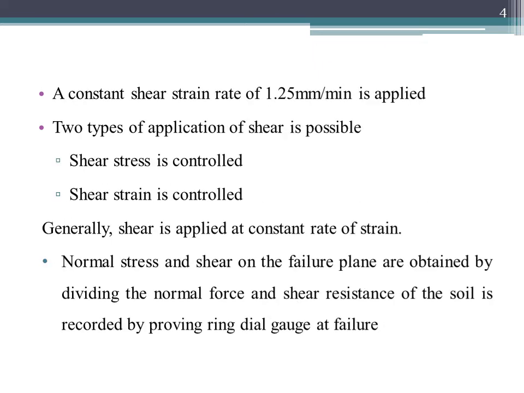A constant shear strain rate of 1.25 mm per minute is applied, and two types of application of load are possible: one in which the shear stress is controlled and the other in which the shear strain is controlled. Generally, shear is applied at constant rate of strain. The normal stress and shear stress on the failure planes are obtained by dividing the normal force and shear resistance of the soil, recorded by the proving ring dial gauge at failure, by the area.